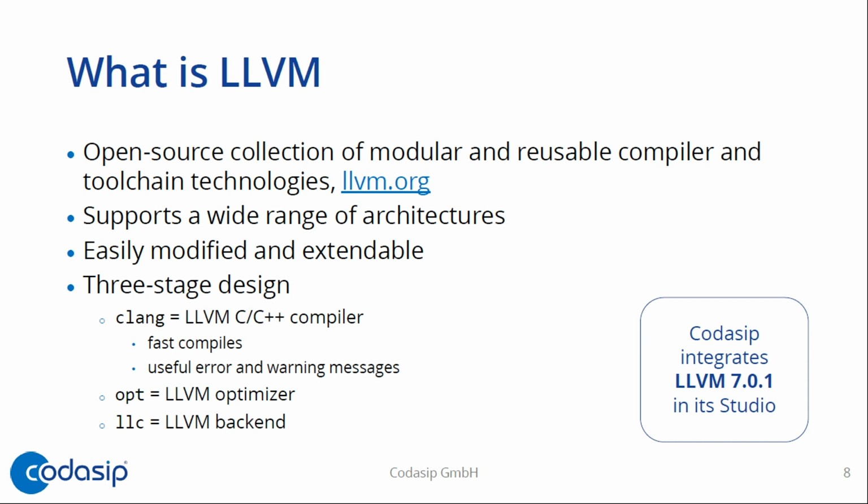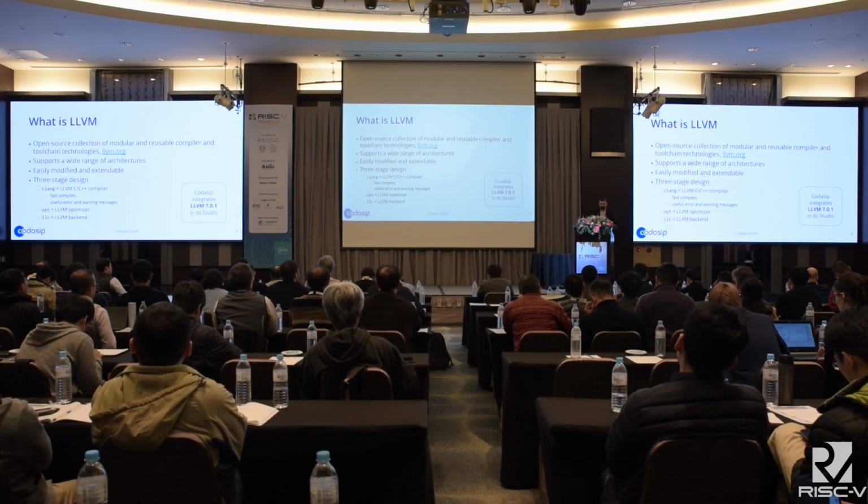LLVM itself, it's a three-stage design. It means that we have a front end, then optimizer or middle end, if you will, and then finally the back end. So in the case of LLVM, it's Clang as the front end, and Opt as the optimizer or mid end, and LLC as the back end.